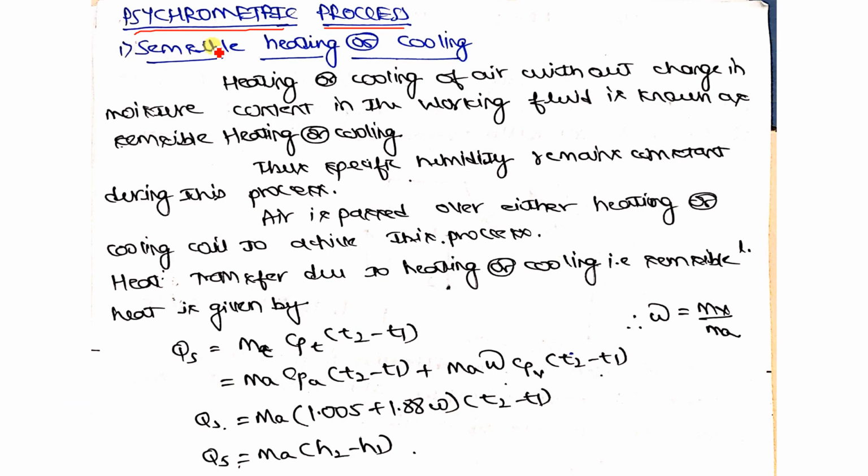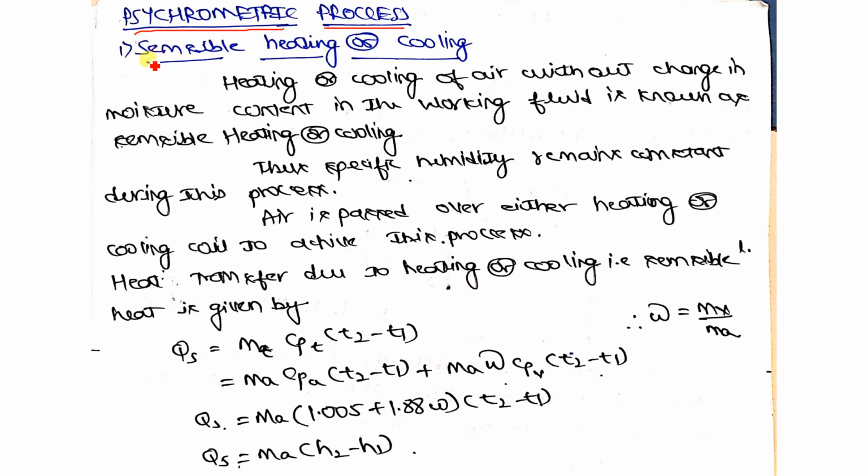One is sensible heating. The second one is sensible cooling. One is humidification and the other is dehumidification. So all these four processes are treated as psychrometric processes. These psychrometric processes can take place individually. I mean to say it could be sensible heating alone, it could be sensible cooling alone, or it could be a mixing of these two. I mean to say it could be humidification and cooling, it could be dehumidification and heating, all those processes are there. We shall try to discuss them one by one.